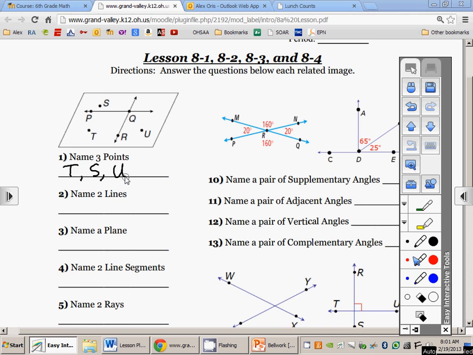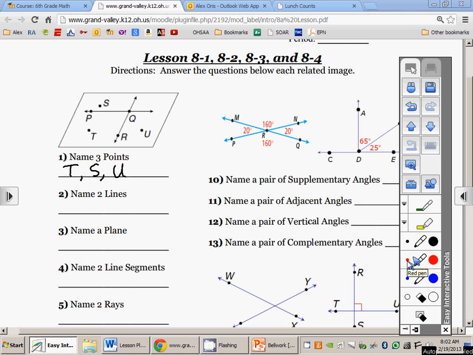Is Q still a point? Yeah. Is P still a point? Is R still a point? Absolutely. It's a location. So we could have picked any of those six as a point. So number two, name two lines. Again, if you follow in your booklet, a line is a straight path that extends forever in both directions.